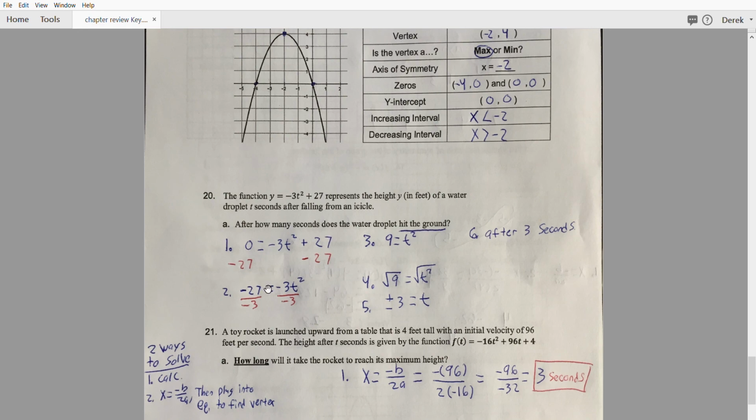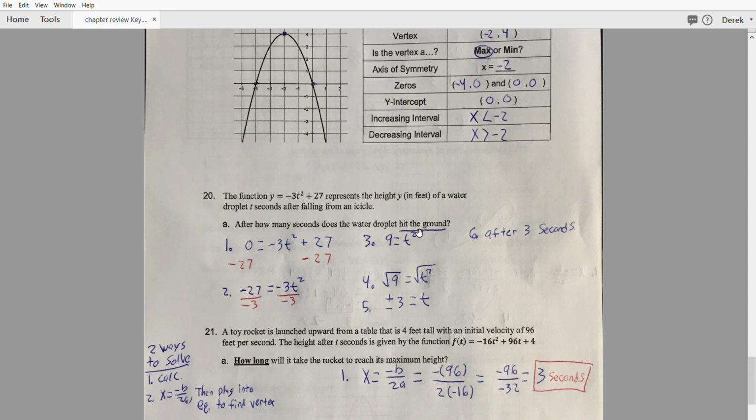So for step 2, we're left with negative 27 equals negative 3t squared. To get t squared by itself, I'll divide by negative 3 on both sides. Negative 27 over negative 3 is 9. So for step 3, we get 9 equals t squared.